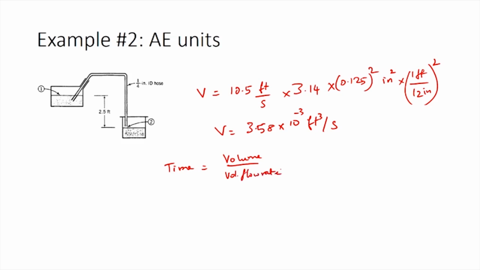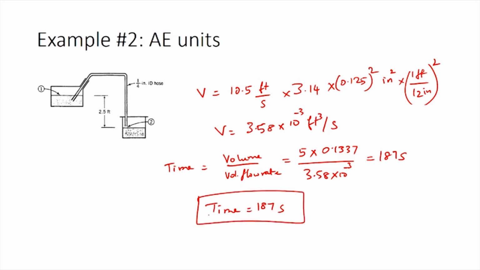However, here volume is given in terms of gallons and flow rate is in terms of feet cube per second. We need to know the conversion factor for 1 gallon to feet cube. So, 1 gallon is equal to 0.1337 feet cube. So, using that we know 5 gallons would be 0.1337 times 5 divided by 3.58 times 10 power minus 3, which is the volumetric flow rate, giving the total time taken as 187 seconds. So, it takes approximately 187 seconds to drain 5 gallons of gasoline from this system.